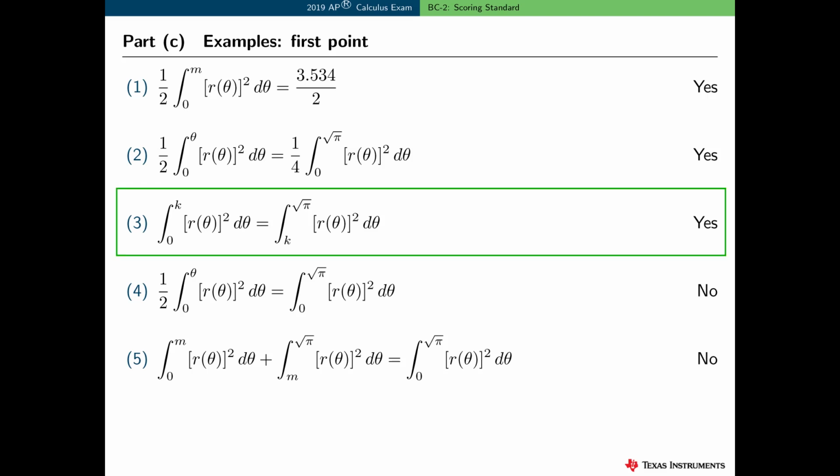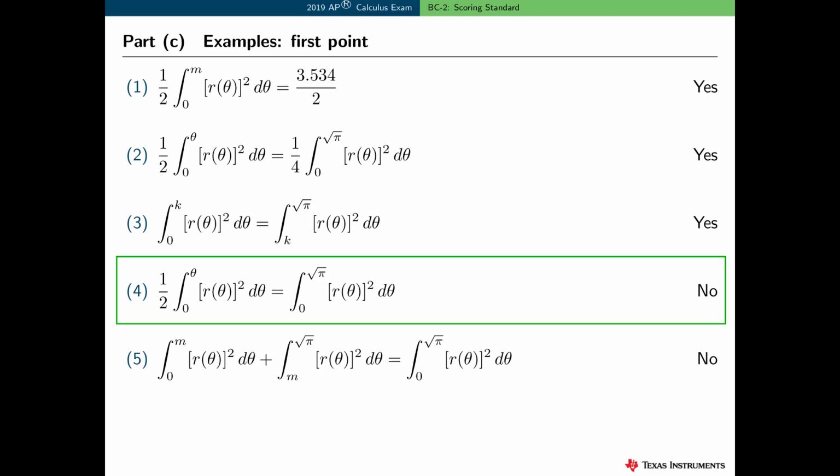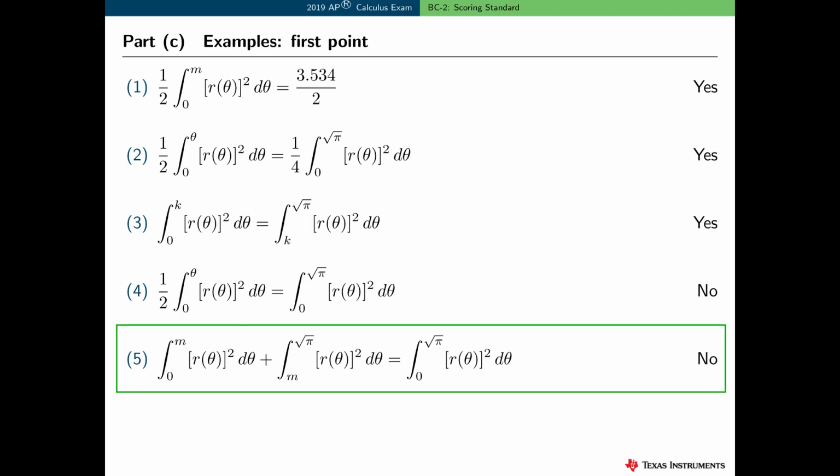In example 3, even though there is no constant 1/2, this is a structurally correct equation, so this earns the first point. In example 4, even though there is at least one polar area integral, the equation is not conceptually correct. Now this is subtle. Note the difference between this example and example 3. This does not earn the first point. And in example 5, this equation is not a correct interpretation of the problem. In fact, this equation has infinitely many solutions. So this does not earn the first point.